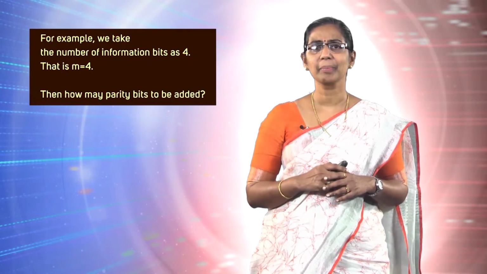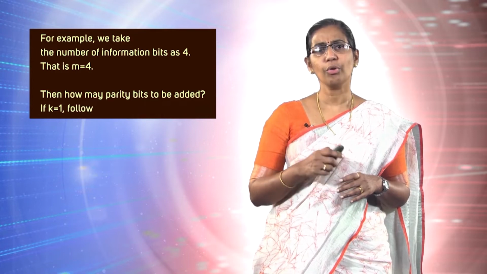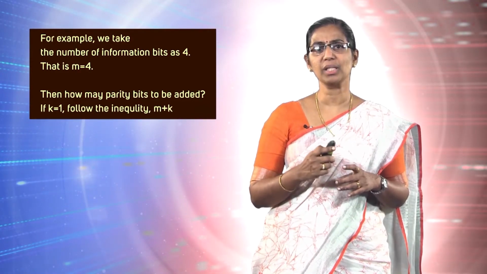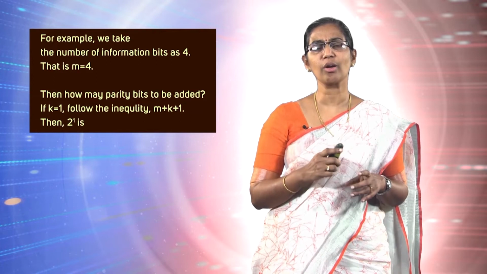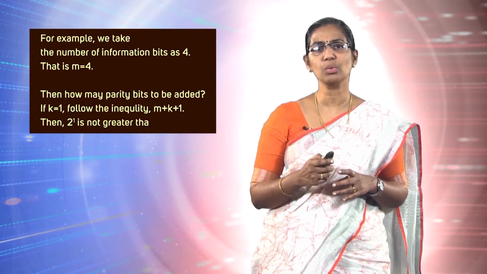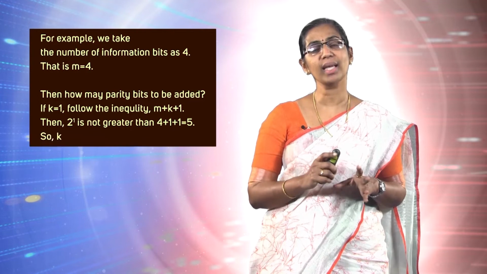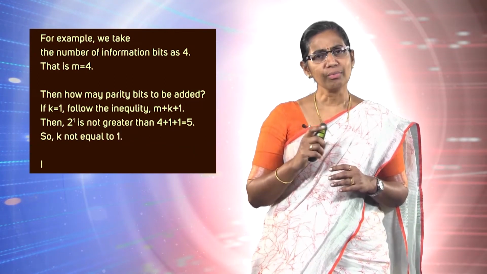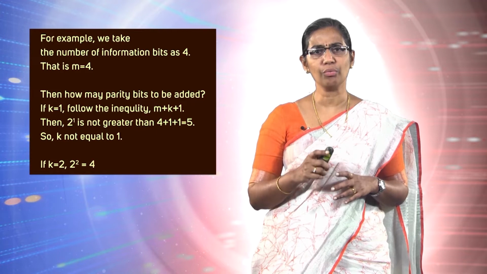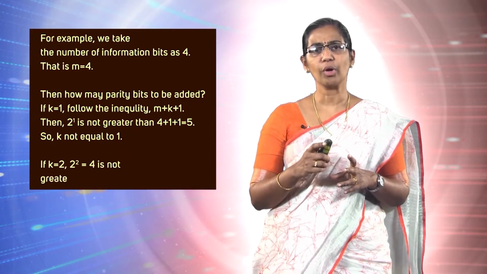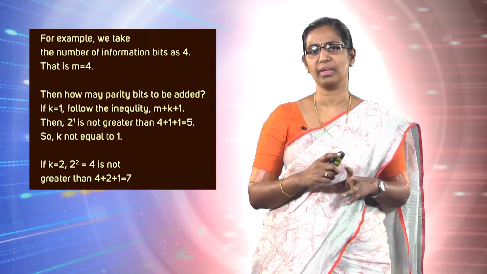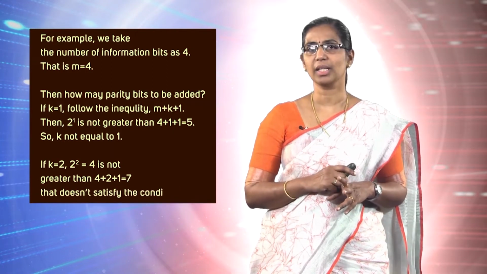For example, we take the number of information bits as 4, that is m equal to 4. Then, how many parity bits are to be added? If k equal to 1, then 2 raised to 1 is not greater than or equal to 4 plus 1 plus 1, that is 5. So, k is not equal to 1. If k equal to 2, 2 squared equals 4, which is not greater than or equal to 4 plus 2 plus 1 equal to 7. That does not satisfy the condition.